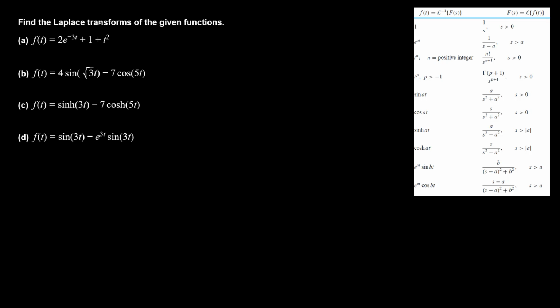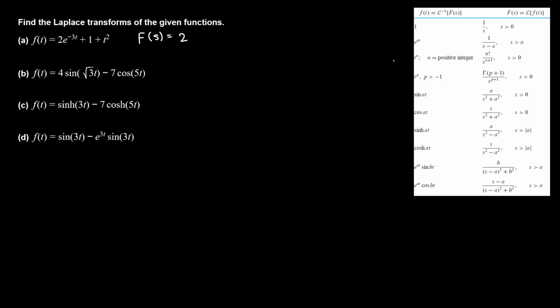Find the Laplace transform of the following functions using the table. In part A, we have a sum of three functions. So the Laplace transform we denote by uppercase F. The first term is 2 times an exponential function. So 2 just stays there, times e raised to negative 3t.